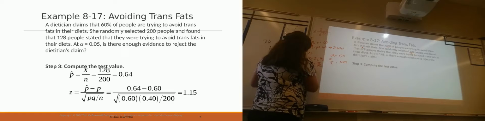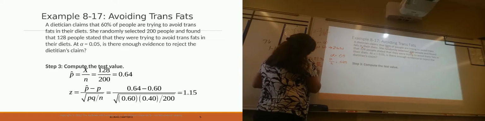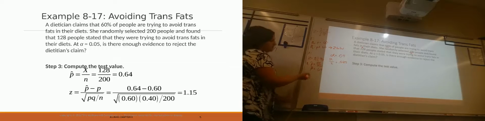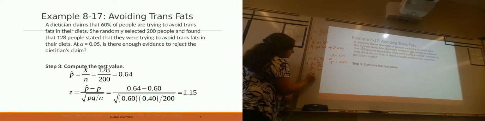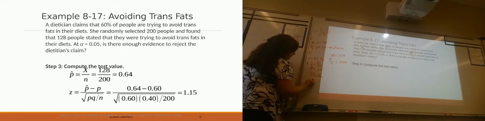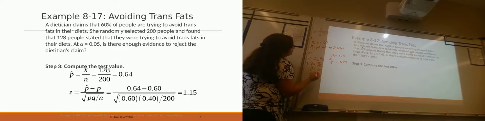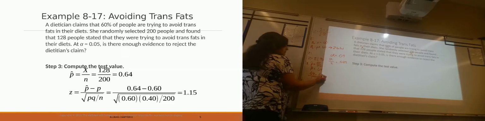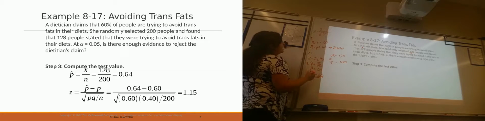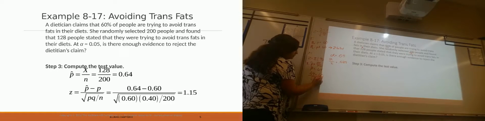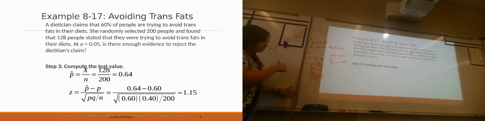0.64. Okay, so my p hat is 0.64. So now we're going to plug it all into our formula. So we have 0.64 minus 0.60 over the square root of p, which was 0.6, q then would be times 0.4, over n, and it said I had 200 people.